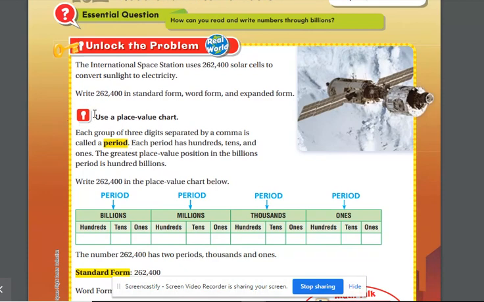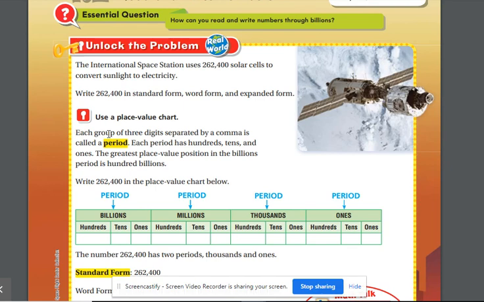So we look over here and we have the little key icon, and that means that this is going to be something that's going to be essential to our learning and solving the problems that are in the category or the TEK of 4.2b. So we're going to need, it says use a place value chart. So we're going to need a place value chart. And let's go into how the place value chart is organized.